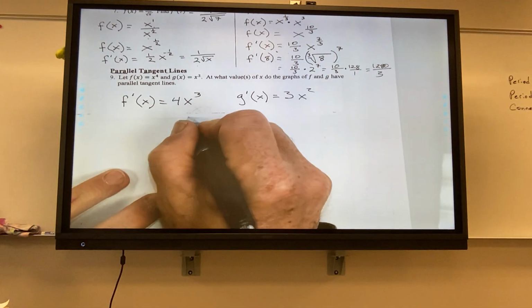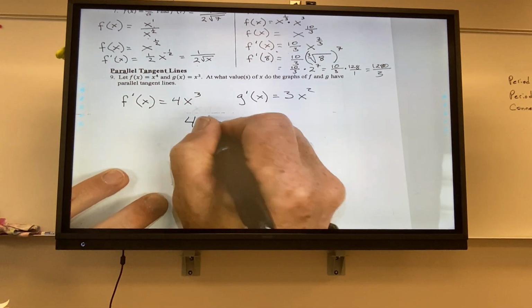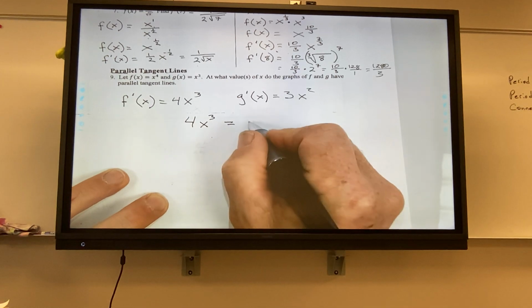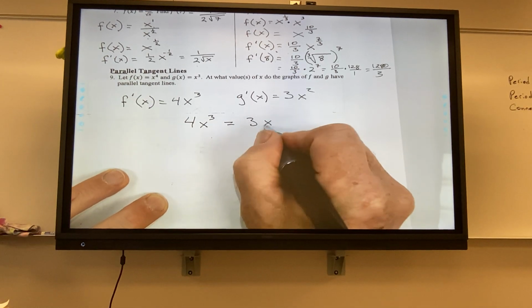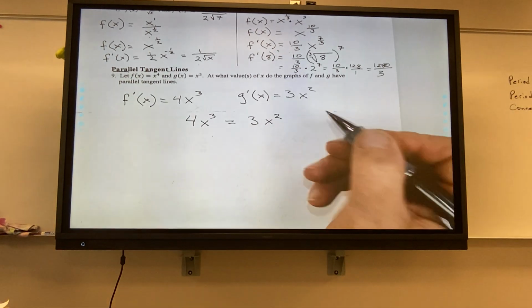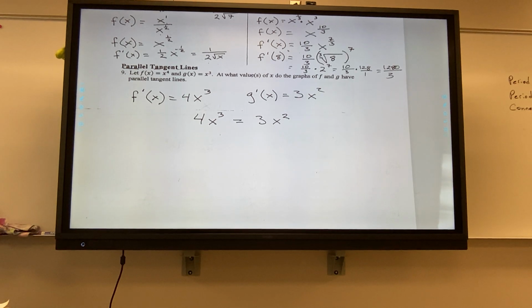Set them equal to each other, right? Here are all the slopes of f, and I want to know where they're all equal to the slopes of the other function. Now, if you divide by x squared, you lose an answer. There are 3 possible answers to this. How do I know that? How do I know that there are 3 possible answers?